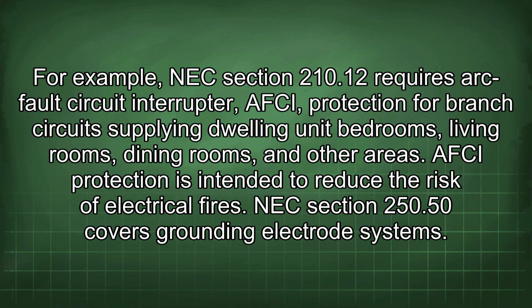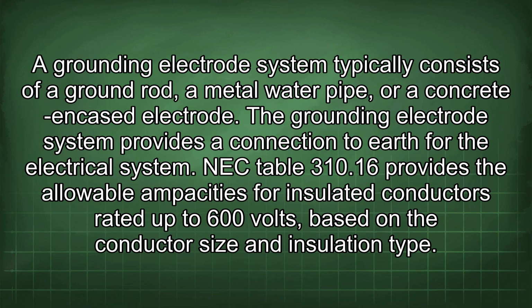NEC Section 250.50 covers grounding electrode systems. A grounding electrode system typically consists of a ground rod, a metal water pipe, or a concrete encased electrode. The grounding electrode system provides a connection to earth for the electrical system.